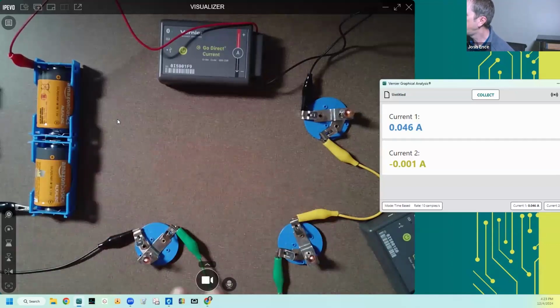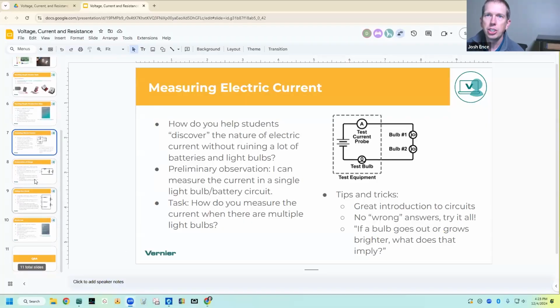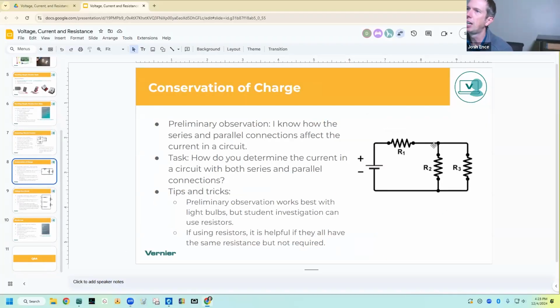Once they have an understanding of how to use the current probe, they can move on to another activity where they look at the junction rule. I'm going to go back to my presentation here so we can talk a little bit about that activity. The junction rule is the idea that when you have a split, a place in your circuit where electricity can go one way or the other, the current flowing into that junction must be equal to the sum of the currents flowing out of it, right? And the reason this lab is called conservation of charge is because that's the idea that comes from it. The amount of charge that's flowing through it must be the same.